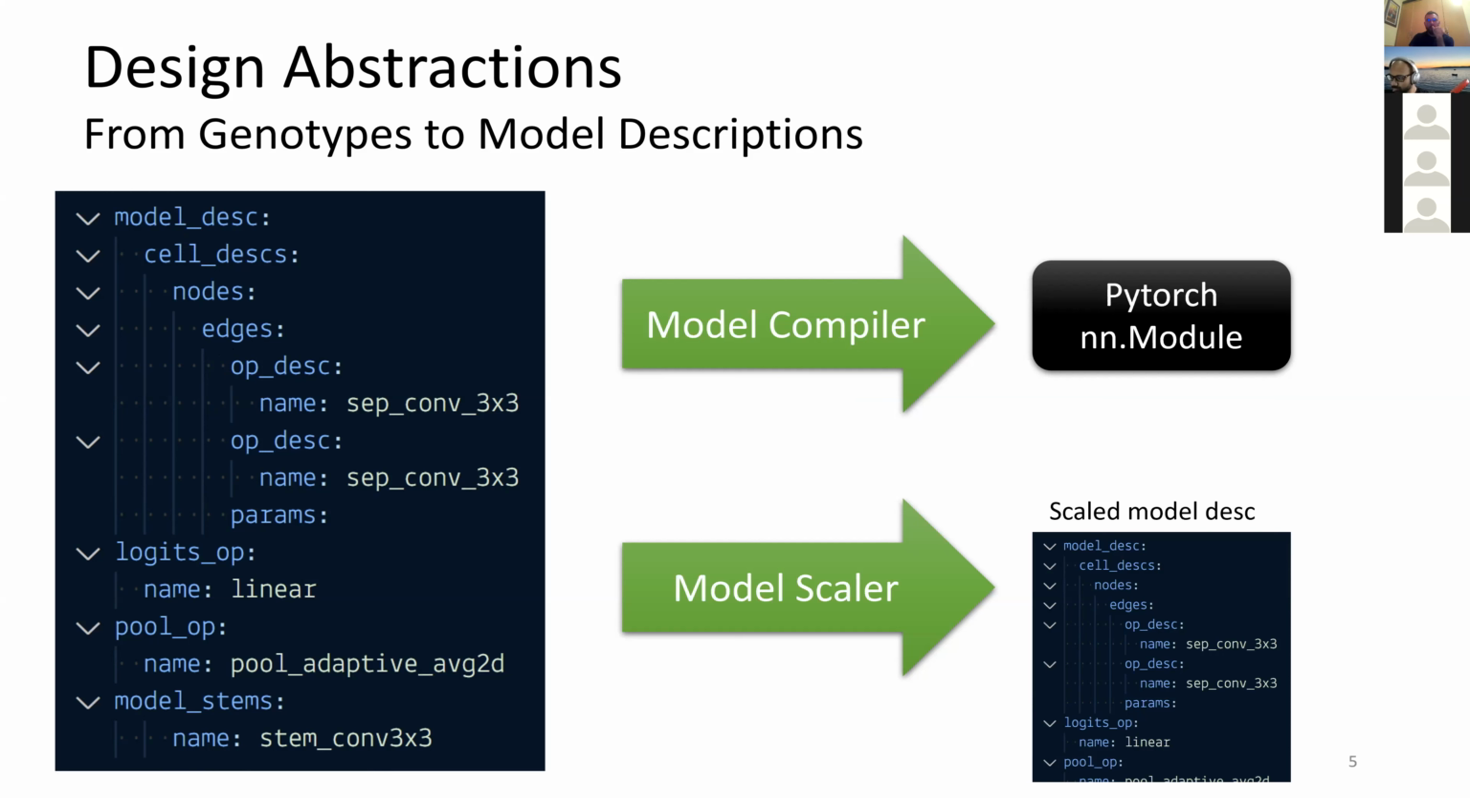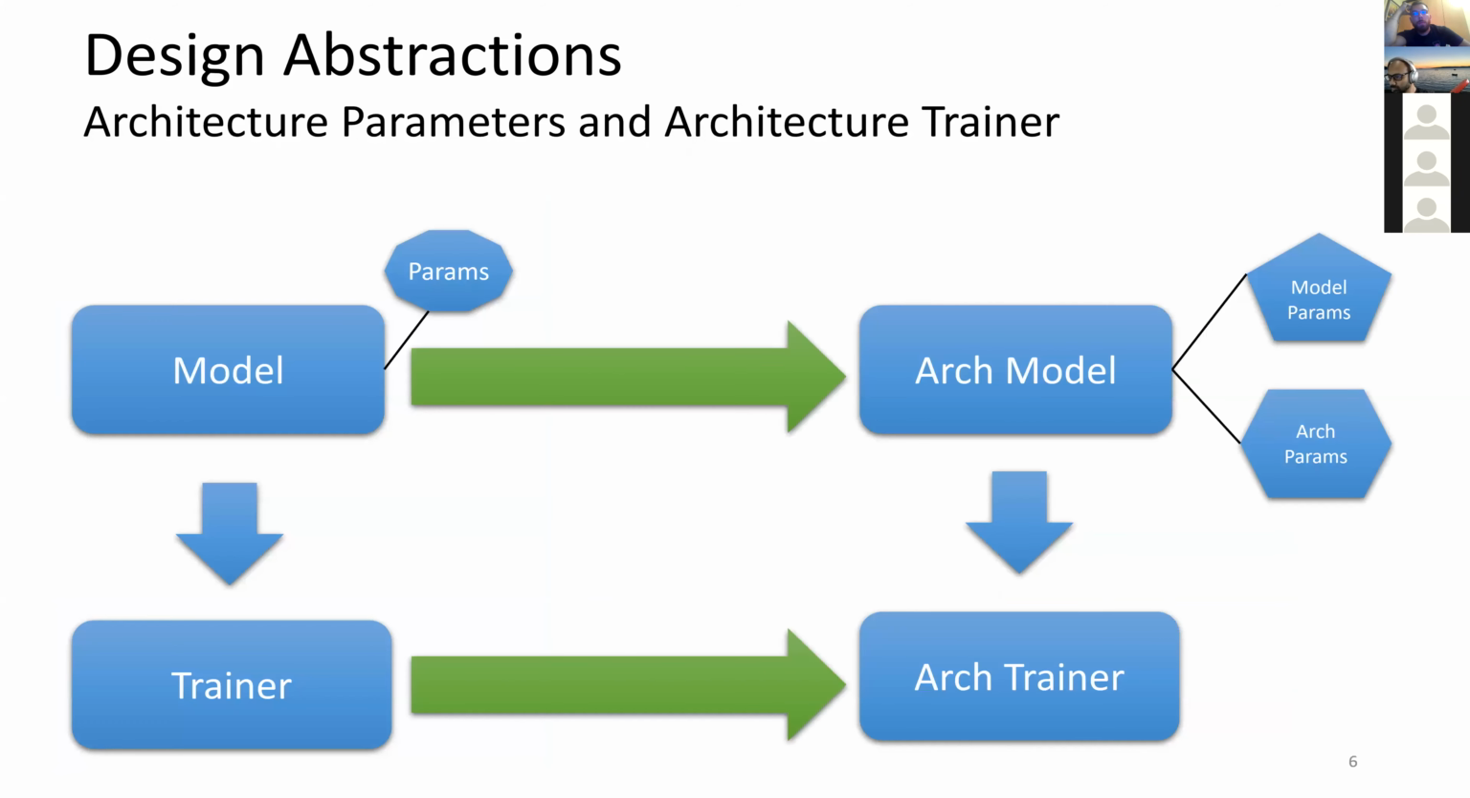And also, one of the basic advantages of having this model description is that you can scale it. Most NAS algorithms have two phases, search and evaluation. In the evaluation phase, you might want to scale up the models. So a model scaler can take the model description and spit out a new model description, which is a scaled up version. So you can search on CIFAR, and you can have a scaled up description for ImageNet, for example. Now you can see how these design abstractions fit into the bigger picture.